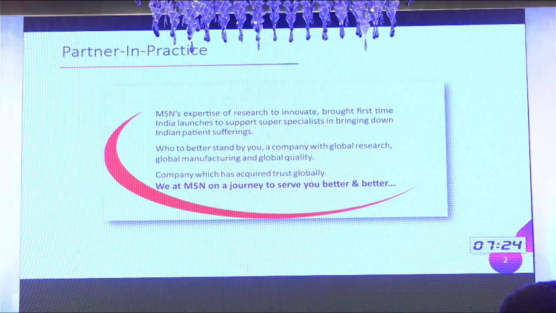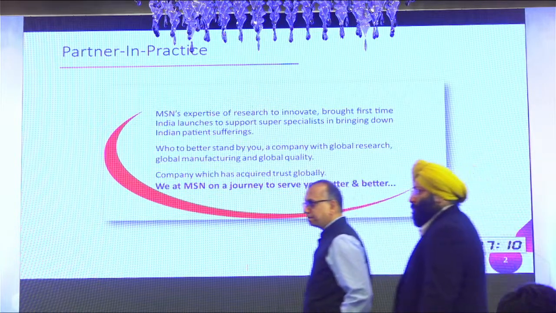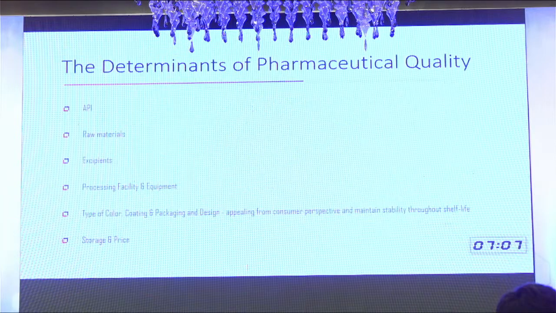So like I said, the focus of Dr. MSN Reddy and his team, which includes us, is mainly on innovation, on patient improvement, patients' quality of life in India. That brings me to the topic of pharmaceutical quality. Now, when we talk about pharmaceutical quality, the determinants are various. Of course, the API is the most important component of any pharmaceutical product, but there is a lot more that goes into a pharmaceutical formulation or the final product.